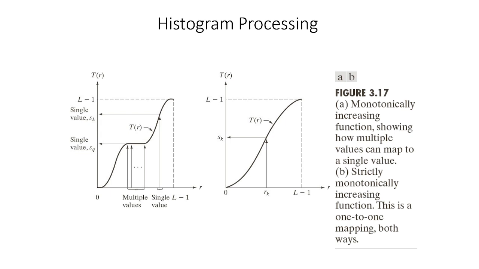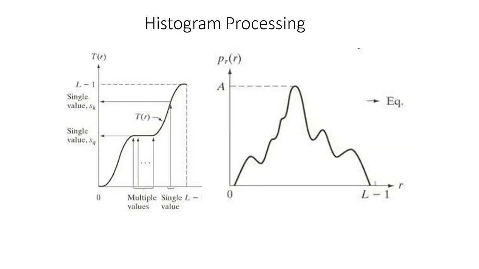In figure A, multiple values are mapped to a single value. But in figure B, there is 1-to-1 mapping: one intensity value is mapped to a single intensity value. The x-axis represents the original image intensity values, and the other axis is the transformed image intensity value. This SK represents the new intensity value. So this is our histogram processing.